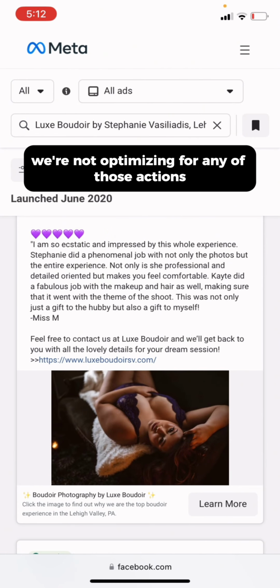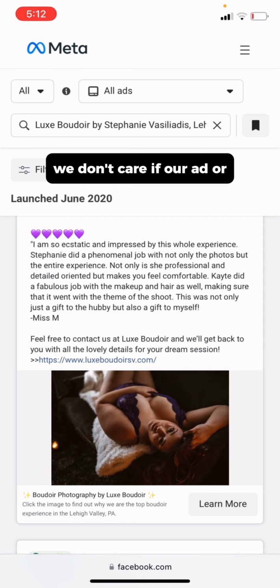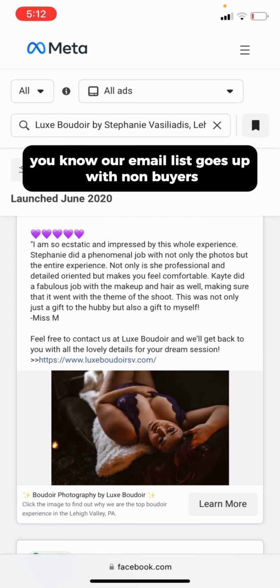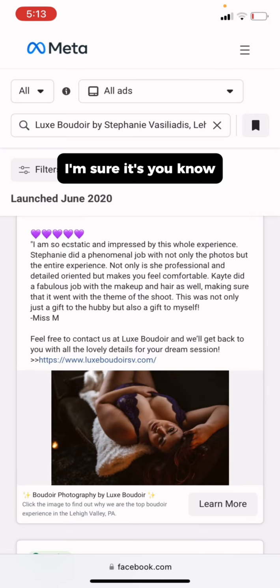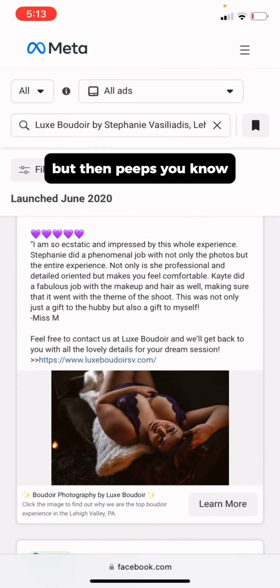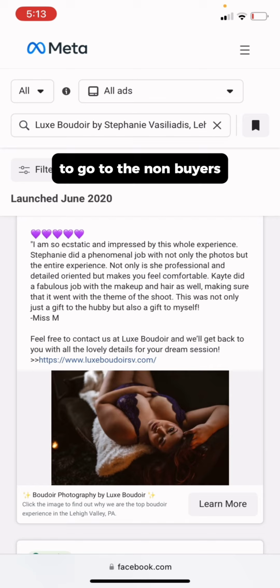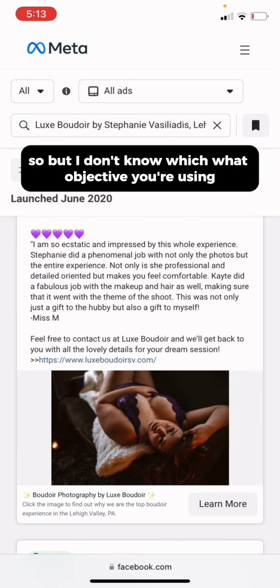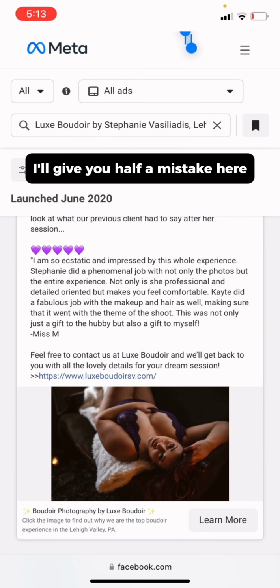We're not optimizing for any of those actions. We're just optimizing for people that fill out lead forms, which we don't want. We don't care if our email list goes up with non-buyers. We want it to only go up with buyers. It might be a vanity metric to have larger email lists, but then people just get frustrated, teaching the Meta pixel and the ad algorithm to go to the non-buyers. But I don't know what objective you're using, so I'll give you half a mistake here.